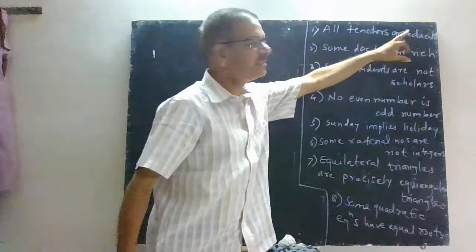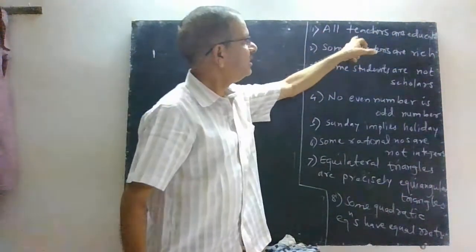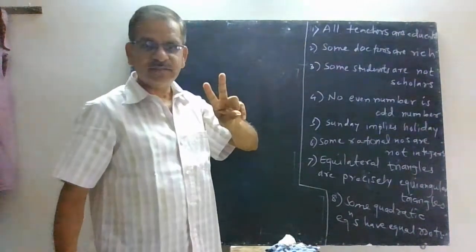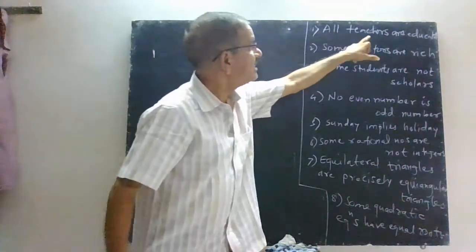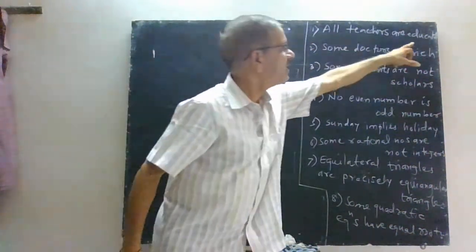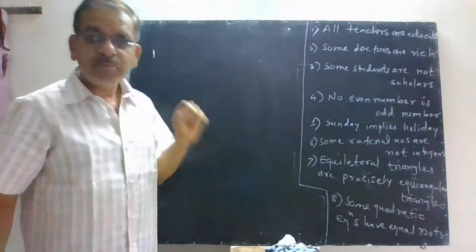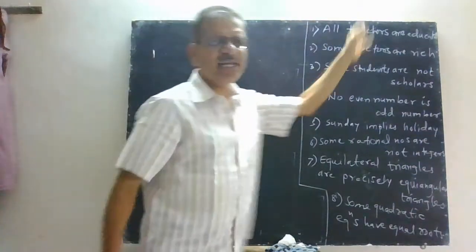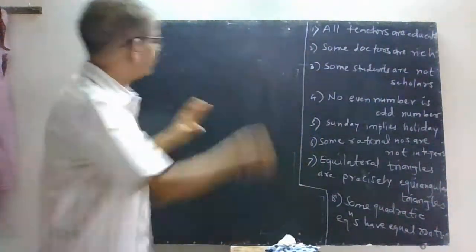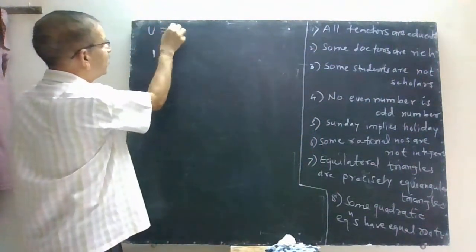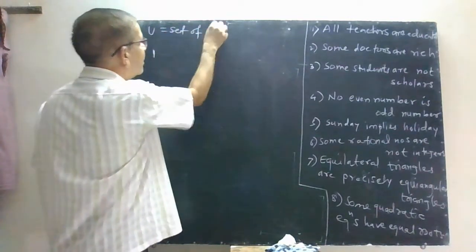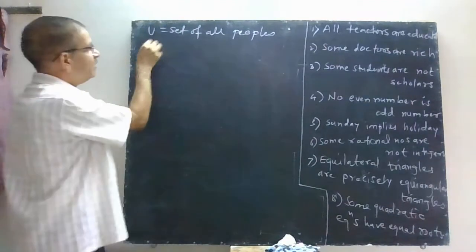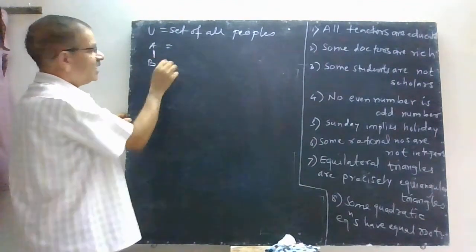See, all teachers are students. Sorry, all teachers are educated. That means first you have to abstract 2 sets. All teachers. So there is a set of teachers and then educated persons. When we write the set, we say educated person. So teachers and educated persons are actually people. So first you will write down U is equal to set of all peoples. Then you will write set A and then you will write set B.